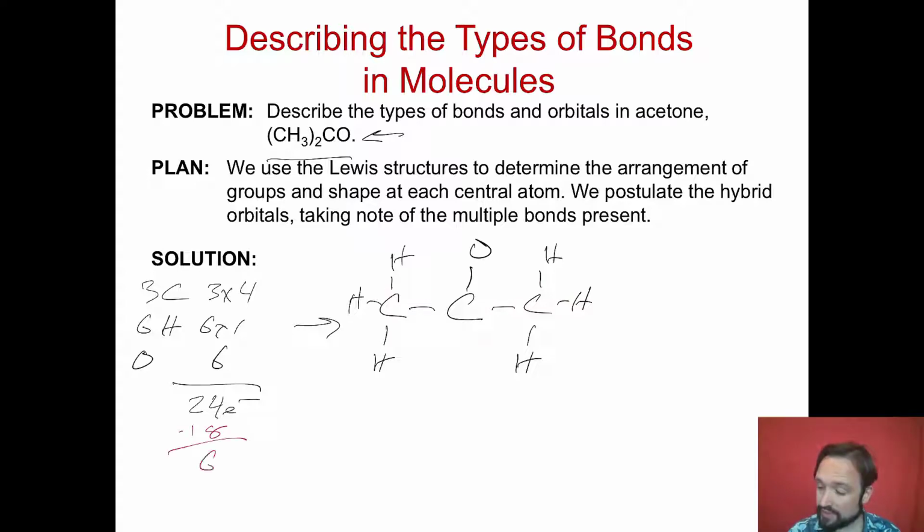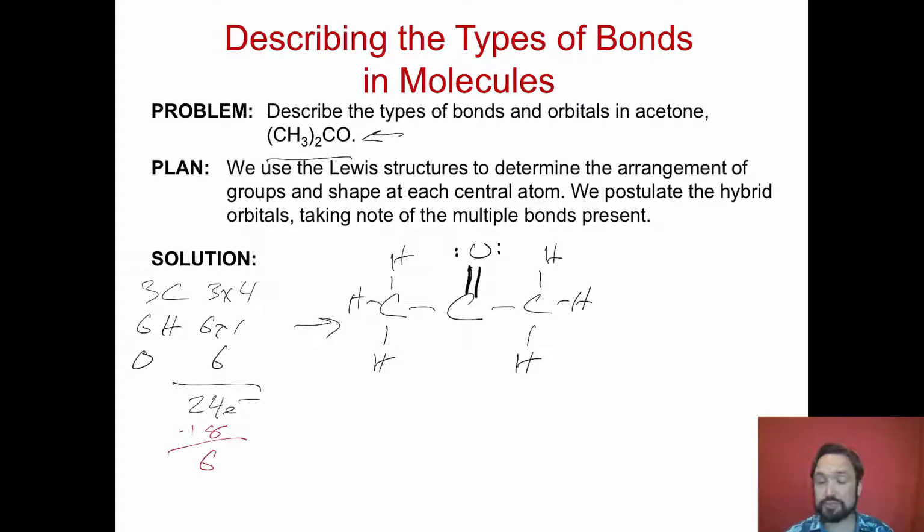which means we're going to have 6 left. Those 6 are going to go up here. 2, 4, 6. Carbon's not happy. We want to give it a full octet. So we're going to erase 2 off the top and move those into a double bond, and that gives us our structure for acetone.